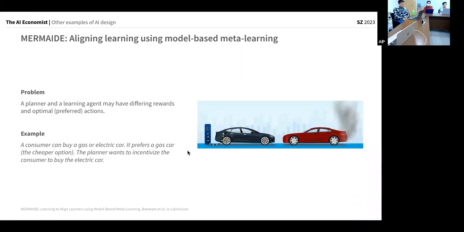Imagine there's a case where you have a consumer, and they can choose to buy either car, but maybe the gas car is just really cheap. So the consumer by default wants to buy the dirty gas car. And then the government wants to incentivize this consumer to instead buy the electric car. You can imagine that maybe the government has some subsidy for this. And this is actually what happens in the US. The government has all kinds of tax breaks, and you pay less tax if you buy a cleaner car.